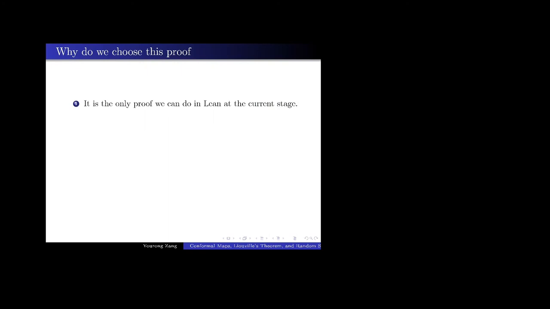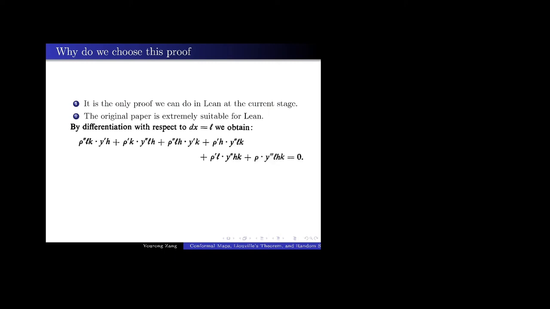So there are some reasons I chose this proof. One, it is the only proof we can do at the current state. Other proofs require theories of partial derivatives or manifolds, or even conformal or quasi-conformal maps. Two, the original proof is extremely suitable for me, and it's even better than all other texts or papers that cite this proof. Here's an excerpt from the original paper, and we can see the equation is written in a style that is similar to what we have, although the order of the vectors L and K must be changed. And the third reason is that the proof is quite elementary.